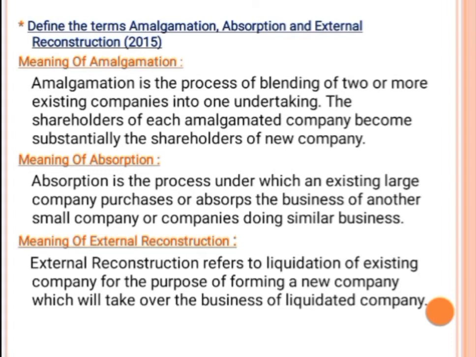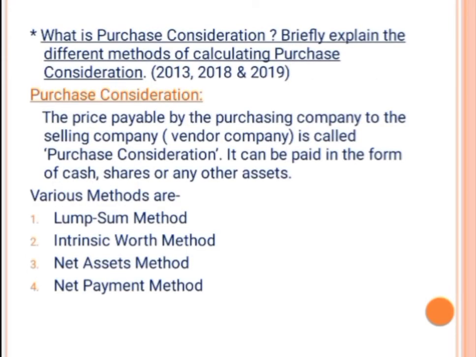Okay, that is in case of amalgamation. Then in case of absorption, the larger company is absorbing the business of the smaller company. So the larger company is the purchasing company and the smaller company is the vendor company or selling company. So here the larger company has to pay the purchase consideration to the smaller company. Okay, in the last case, that is external reconstruction, the one existing company is going to be liquidated and they will form a new company. So here the new company is considered to be the purchasing company and the existing company which is going to be liquidated is called the selling company. So here the new company has to make the payment of purchase consideration to the existing company. Okay, I hope you understood the meaning of purchase consideration.